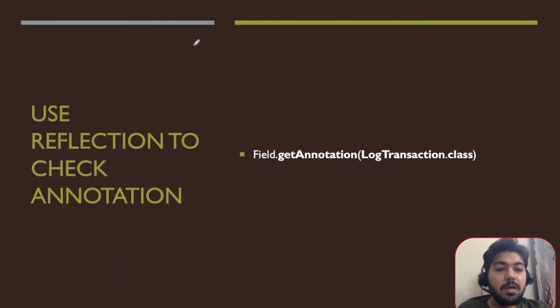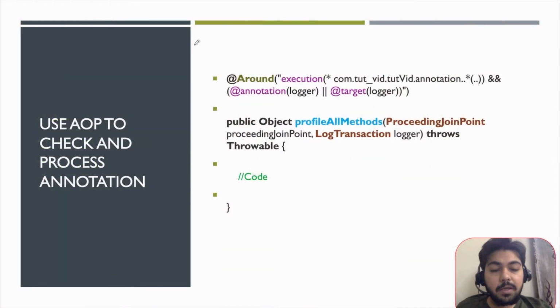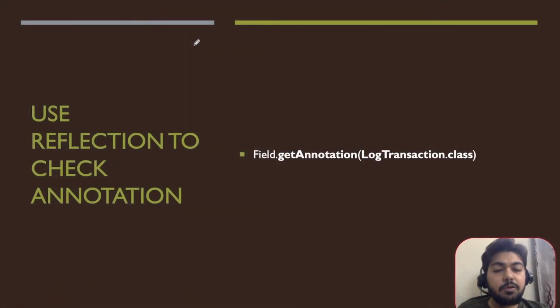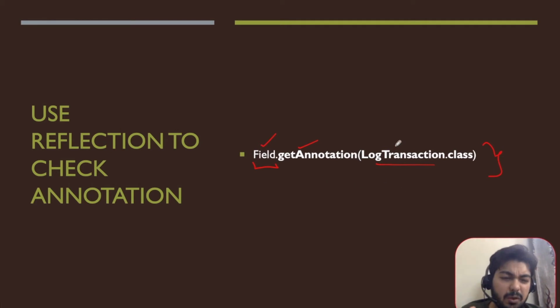Let's check it out. So there are two ways. The one is reflection. We won't be using reflection in this case. The other is actually aspect oriented programming. But regarding reflection, we have a class field, a class method, and various other classes available in reflection. In the class field we have getAnnotation, and we tell the type of annotation we want. If that particular field is decorated with this annotation, it will return the object of this annotation, else it will return null.